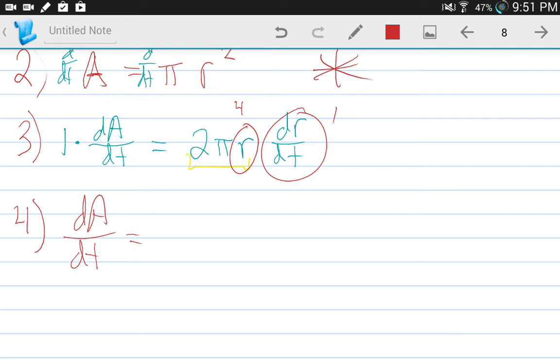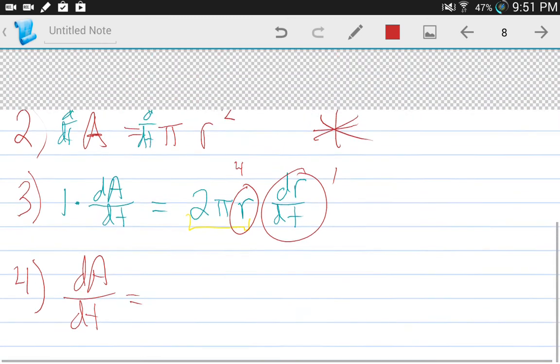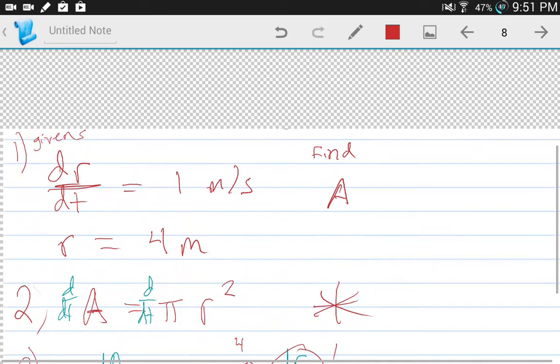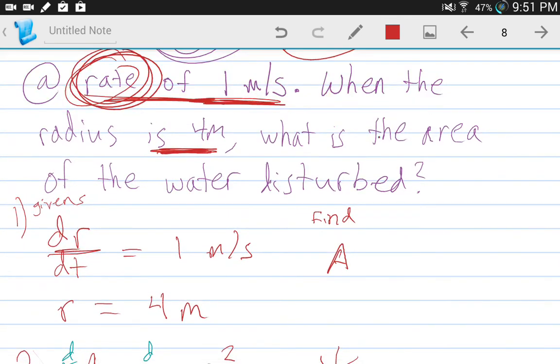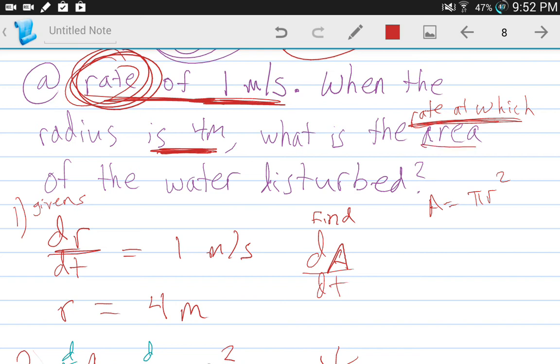2 pi r. Oh, and you know what? I kind of messed up this question. It should have said, what is the rate at which the area is disturbed? So what is the rate at which the area is disturbed, right? If it had just said what is the area, it would have just been area equals pi r squared, which is easy. So that was my fault. This should have said what is the rate. So we're not finding area, we're finding dA over dt because it's the rate of the area.